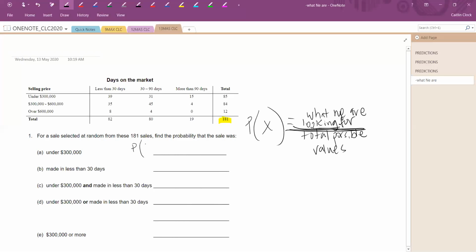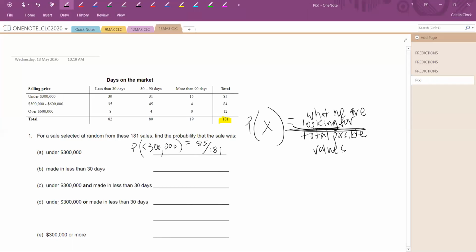So if it's under 300,000 that we're looking for, the probability that it's under 300,000. How many were under 300,000? Well, right here is under 300,000, so we just look across. So it's 85. And right now, we're just talking about out of the total, so it's 85 out of 181. Hopefully that makes sense.